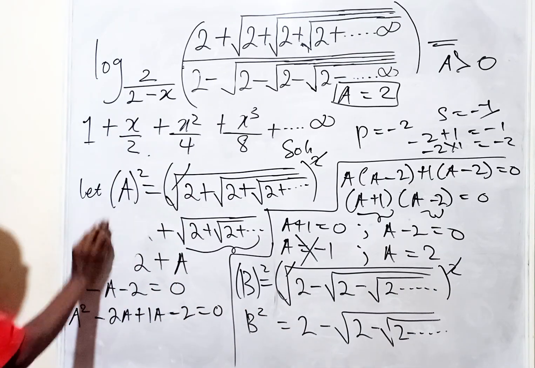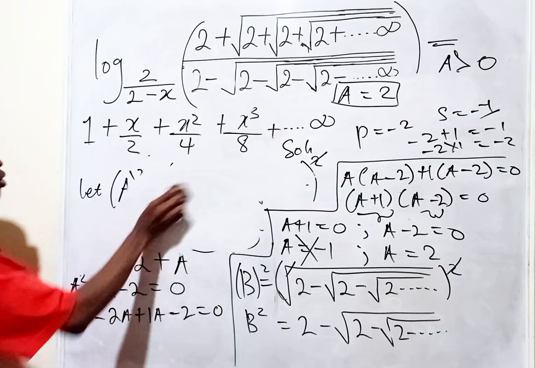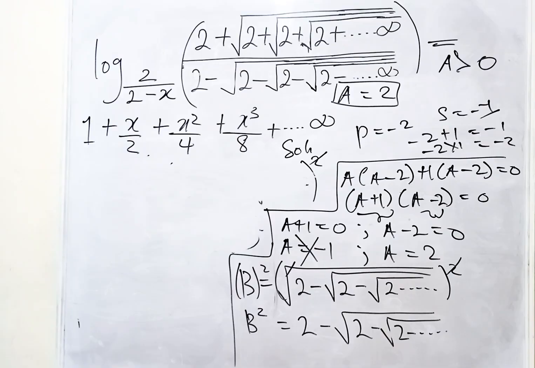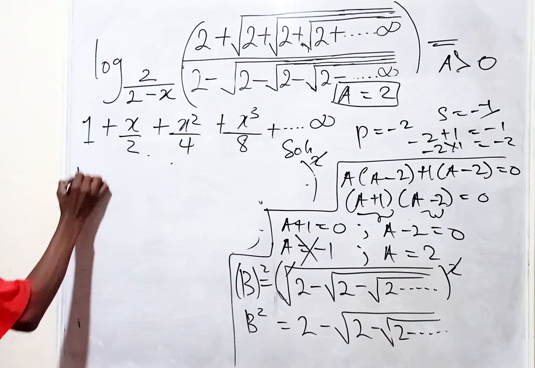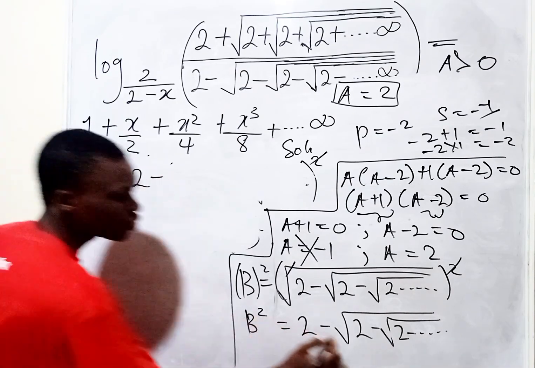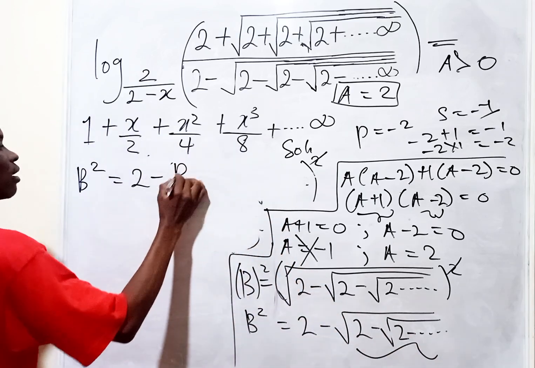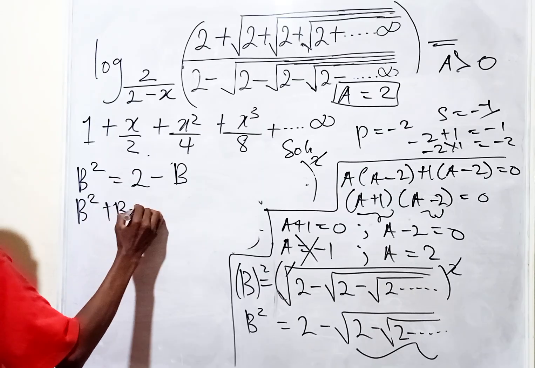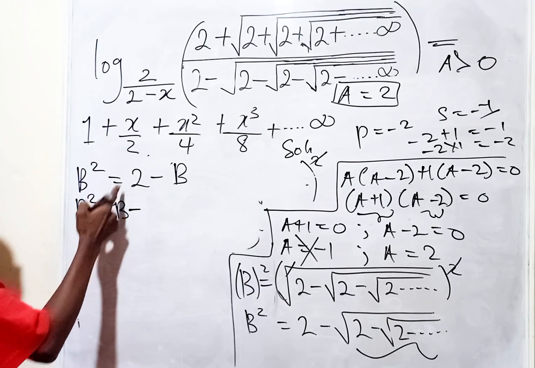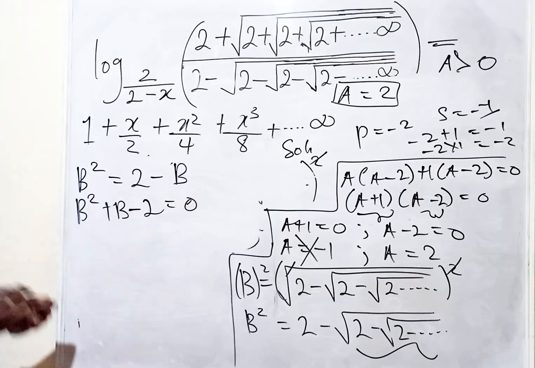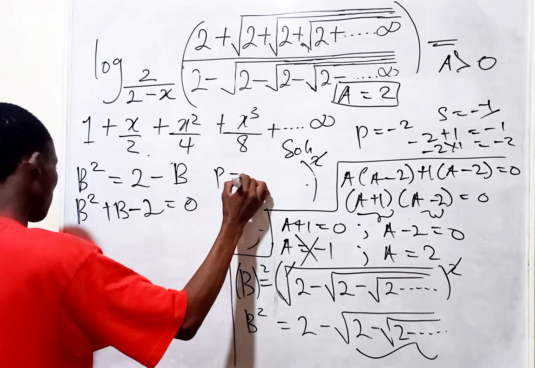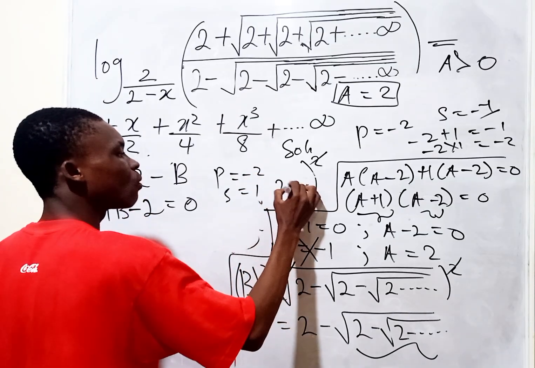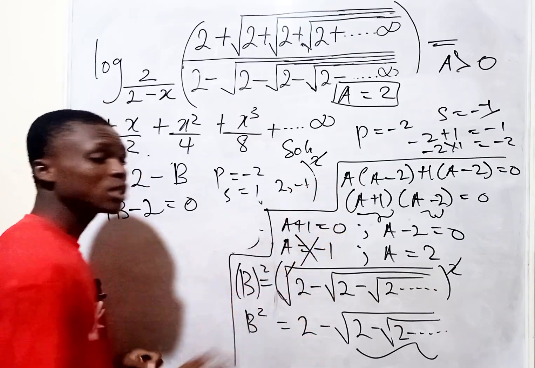All right, so from here, clearly, we can see that b squared equals 2 minus, since we said that here should be b, we can put b here. Moving terms across, positive becomes negative and negative becomes positive, so b squared plus b minus 2 equals 0. So we need two numbers that multiply to give -2 and add to give 1. Those two numbers are 2 and -1, because 2 minus 1 gives us 1, and 2 times -1 gives us -2.